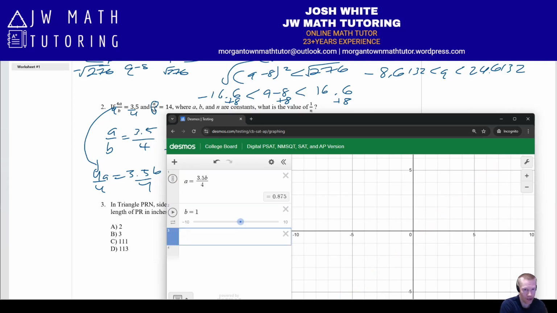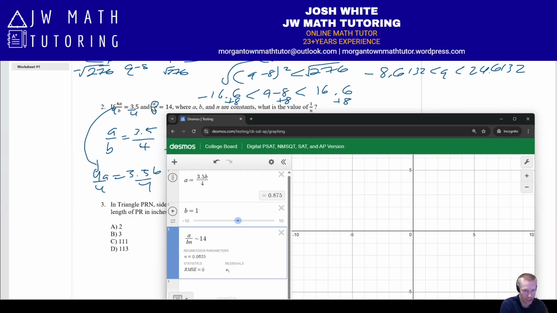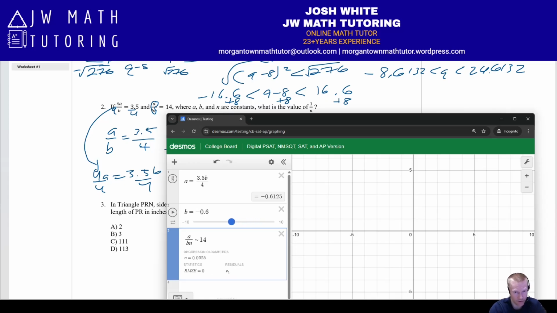Now you can type in the second equation, but using regression. So a over b, n tilde equal 14. Notice here, as I slide the b value, n is not changing. A is changing, but n doesn't change. Notice in the regression, it stays constant at 0.0625, okay?